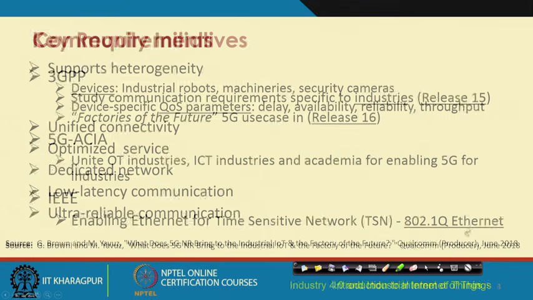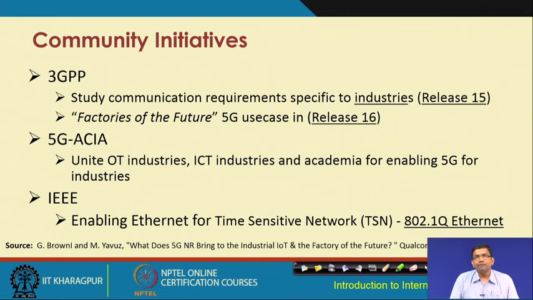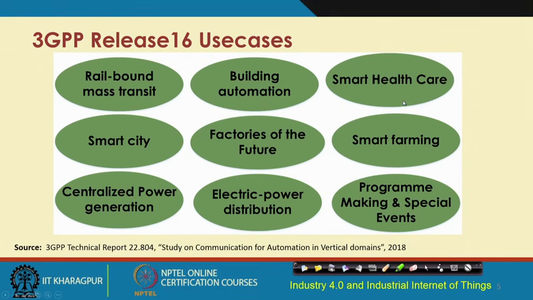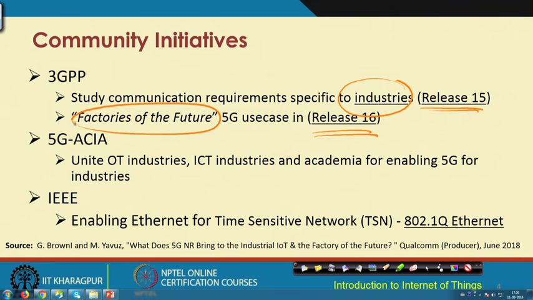So, we will look at different protocols. There have been different community initiatives, for example, the 3GPP, which has different releases catering to industrial requirements. Release 15 basically caters to the industry specific requirements. Release 16 basically talks about the factories of the future, so smart factories and so on. So, different use cases supporting smart factory requirements.